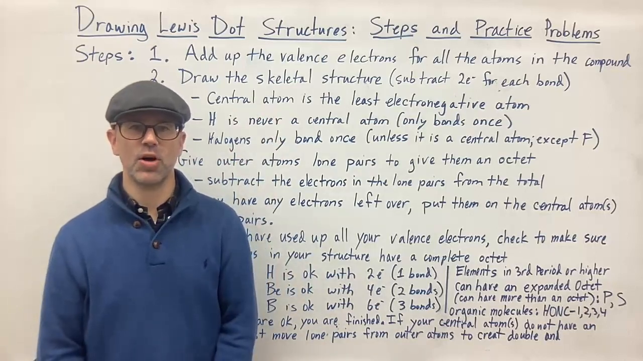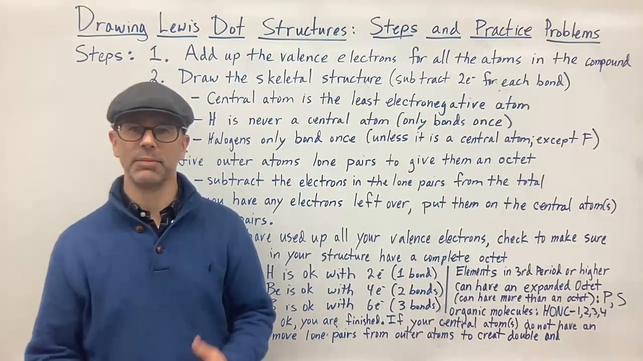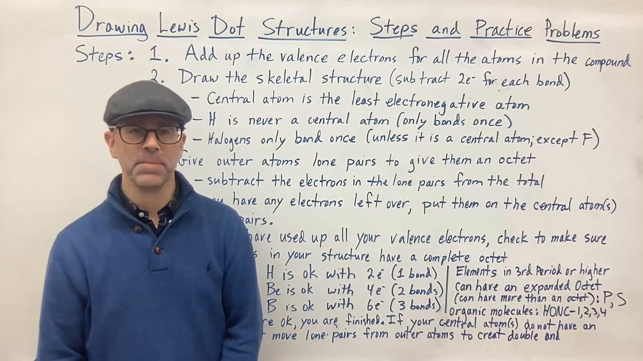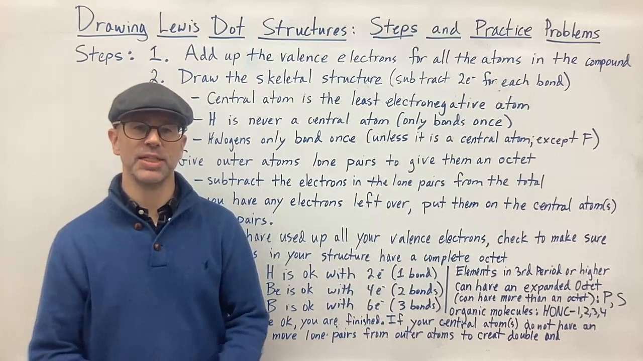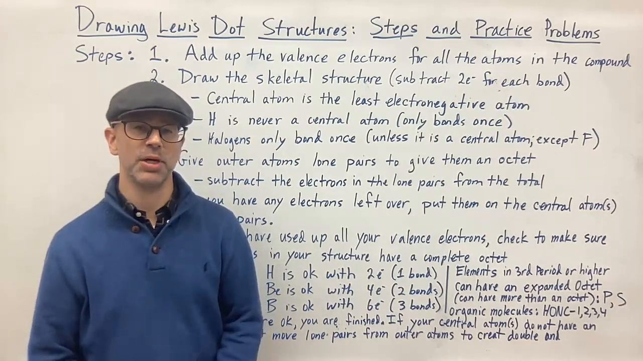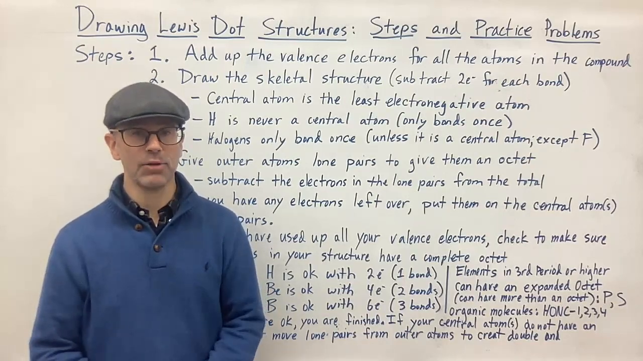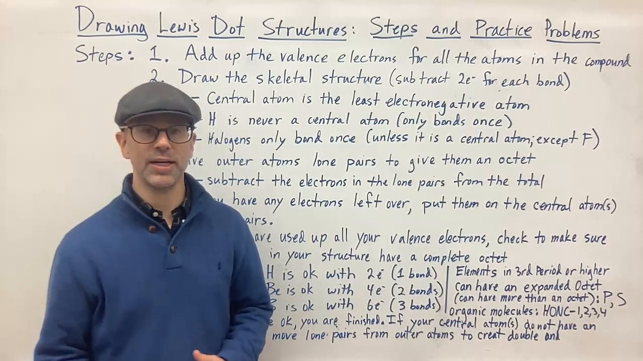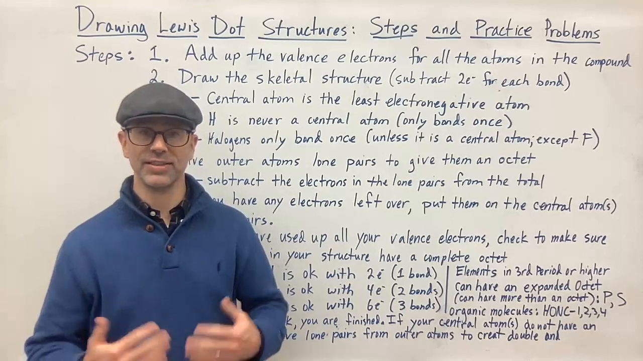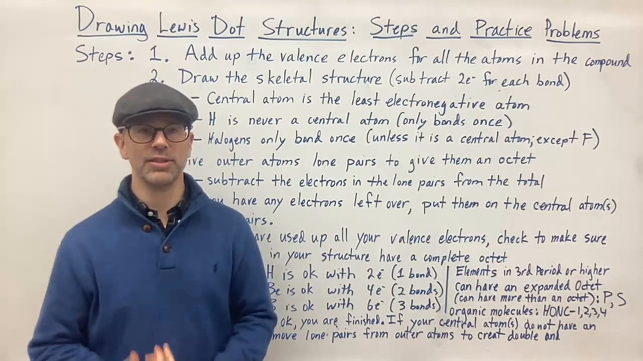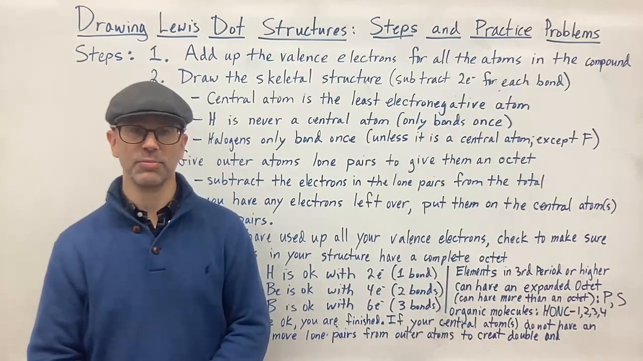My name is Mr. Cobalt, and in this video I'm going to go over the steps on how to draw Lewis dot structures, and I'm going to go over a few practice problems. Now, it is important to follow these steps. I guarantee that if you follow these steps in order every single time, you will never get the wrong Lewis dot structure. But you have to follow the steps. You can't shortcut, you can't just try to wing it. You can't skip a step unless, of course, that step doesn't apply, but you got to follow the steps in order. So let me go over the steps and then I'll go over some practice problems.